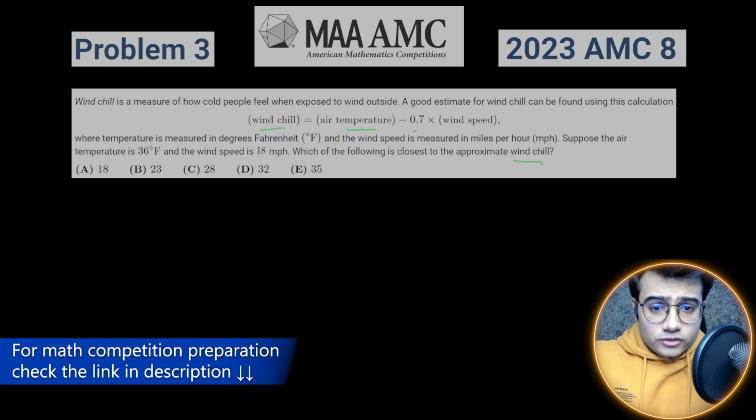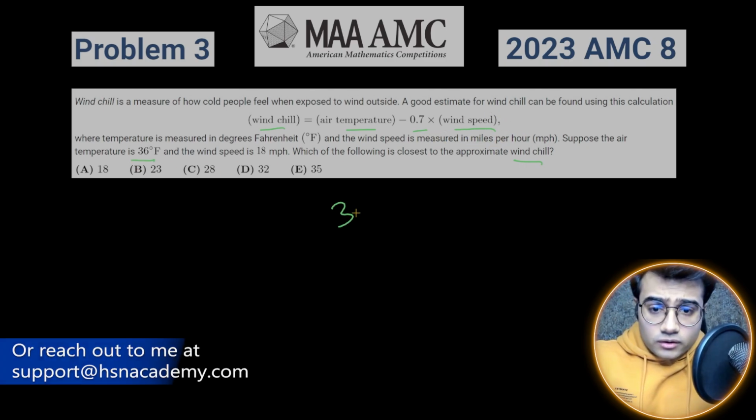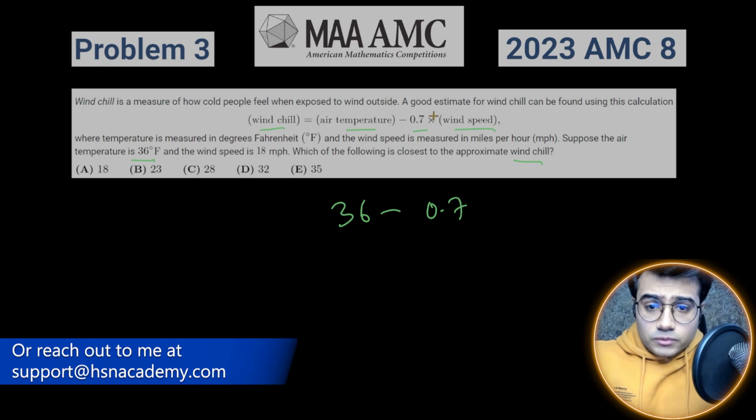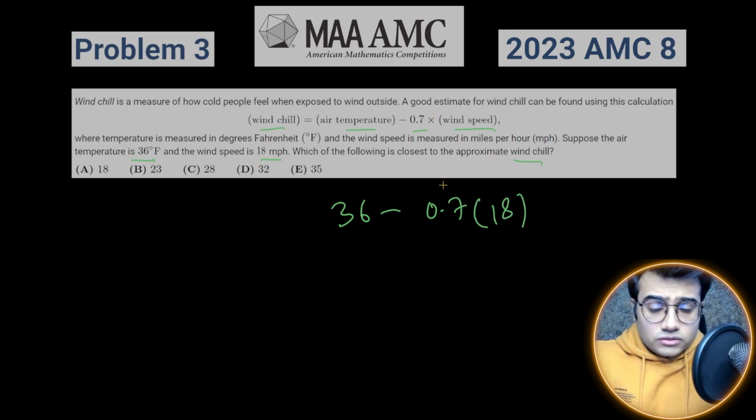Okay, so in this problem, they want us to find something called wind chill, which is just air temperature minus 0.7 times wind speed. And we can clearly see they've given us the temperature here and the wind speed, which is 18. So all we have to do is just do this calculation and we're done.